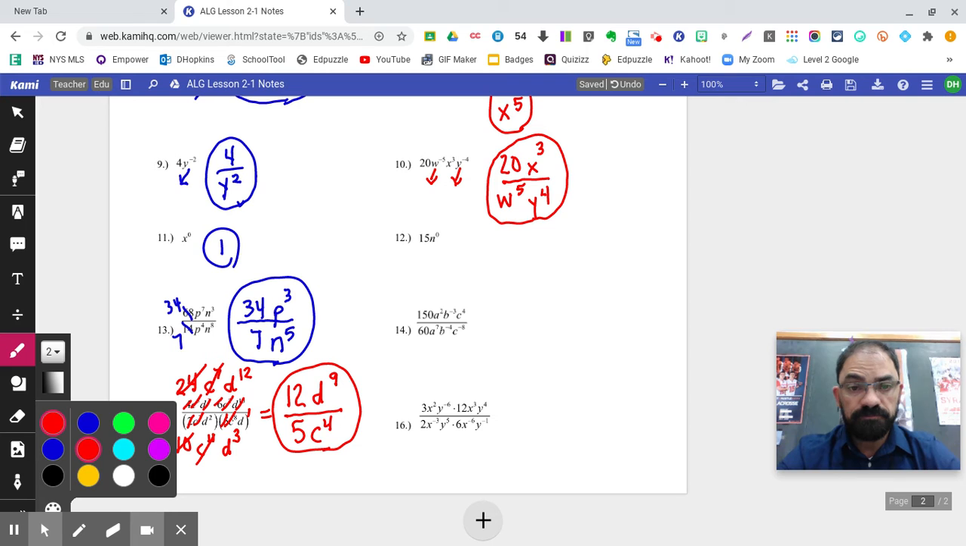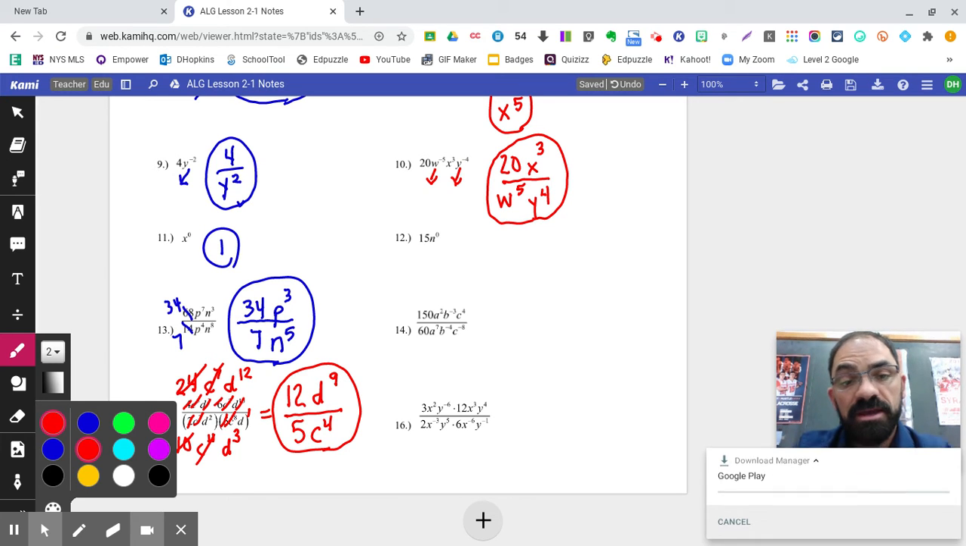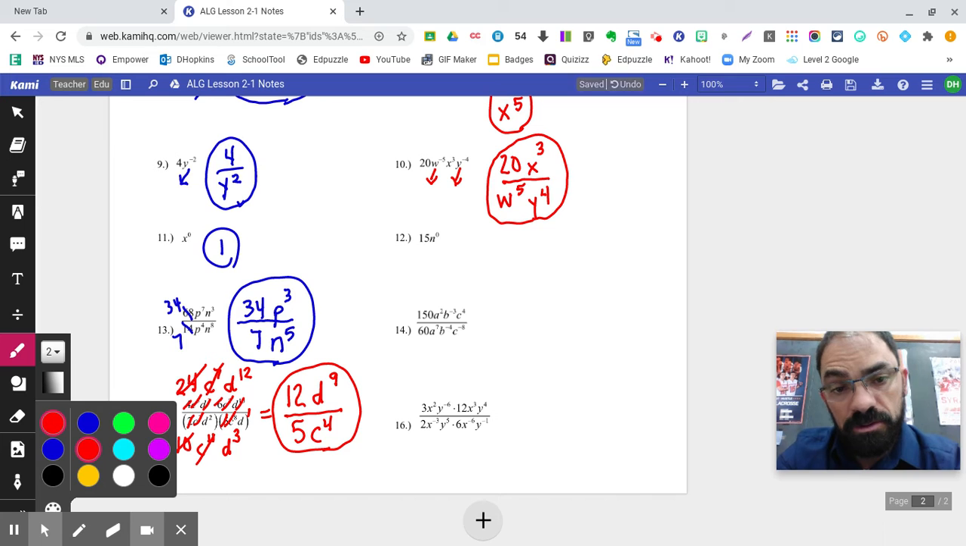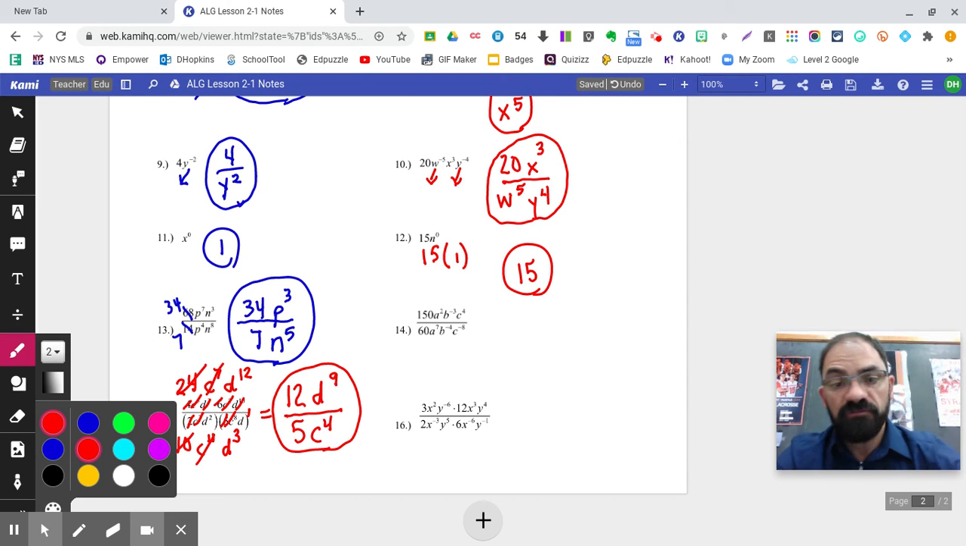Number 12. Remember, anything raised to the 0 power is 1. Now the 15 is not raised to that power, only the n is. Let's see here. So that's the same as saying 15 times 1, because n to the 0 power is 1, and 15 times 1 we know is 15.